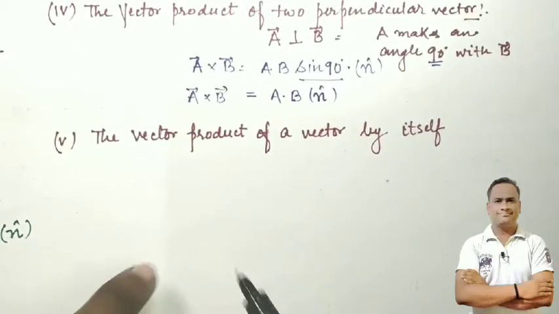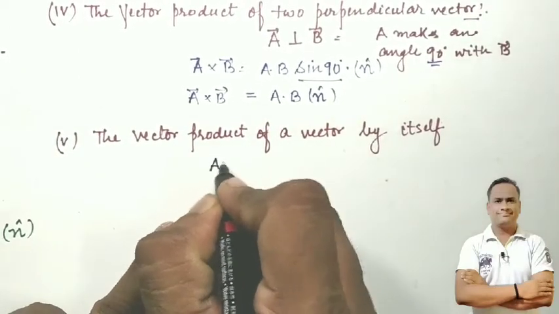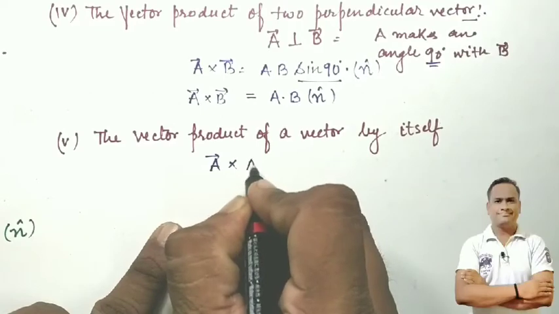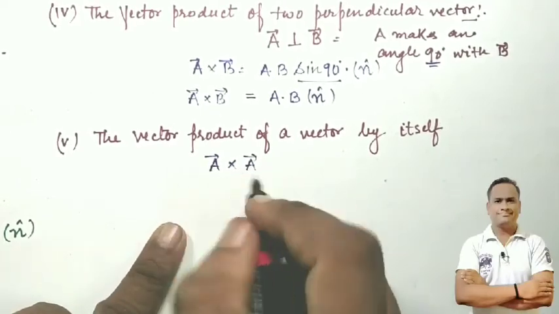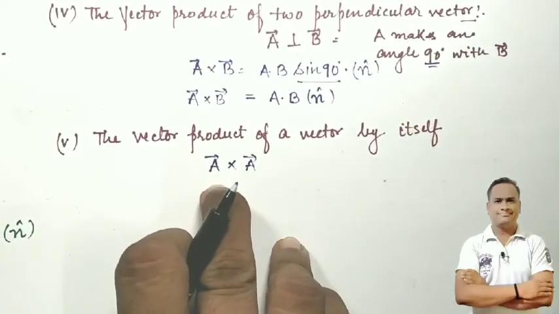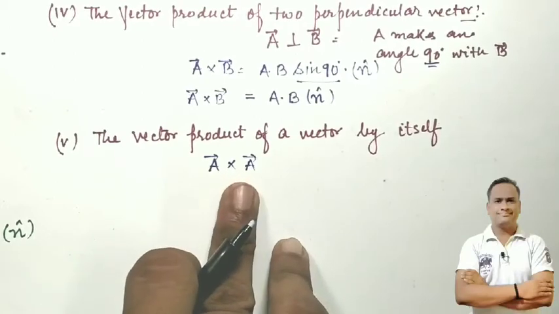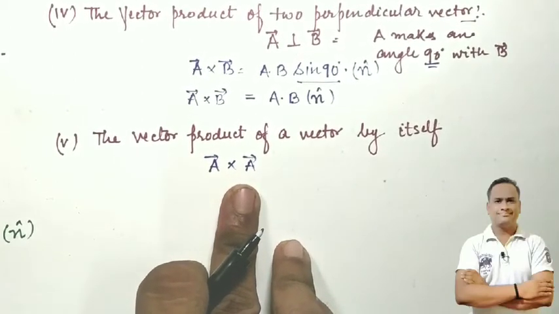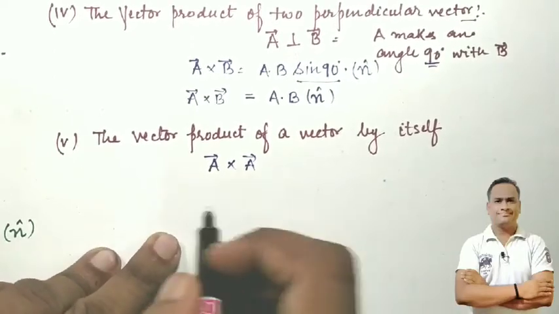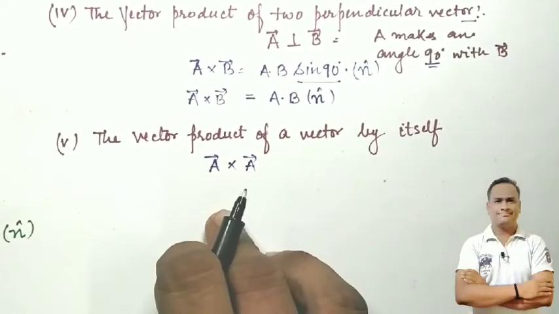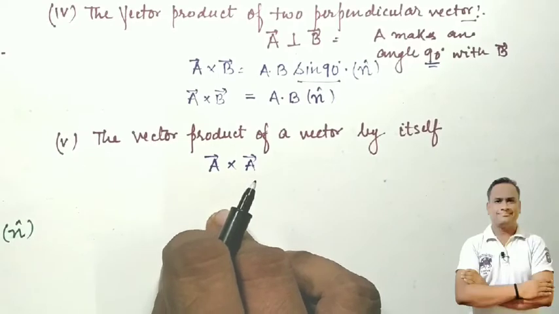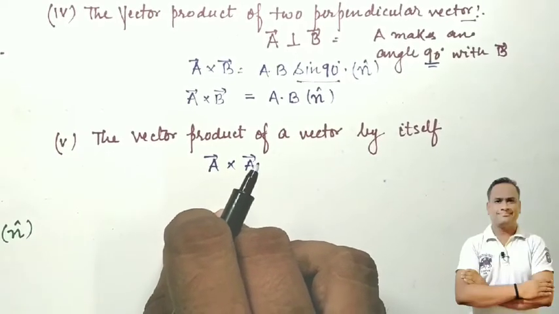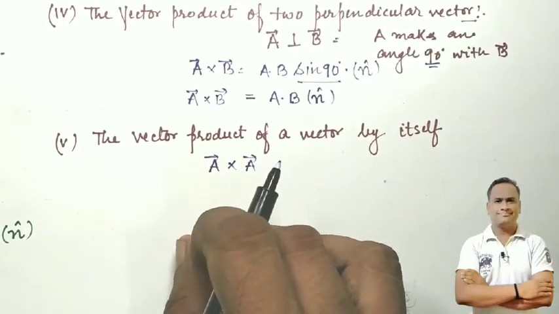Let us suppose that vector A is going to be multiplied by itself, that is vector A. So if these two vectors A and vector A both are same, it means that they will have the same magnitude as well as the direction. So if the magnitude and direction are the same, then their angle will be zero.